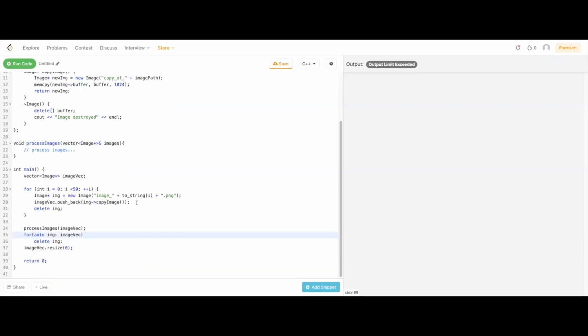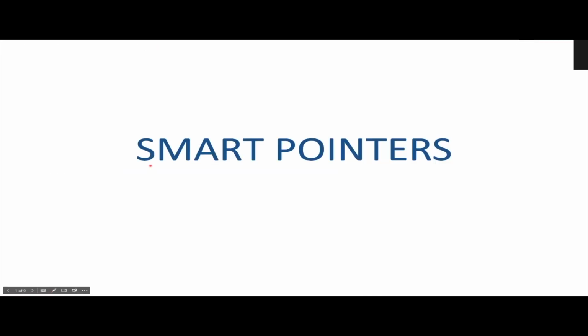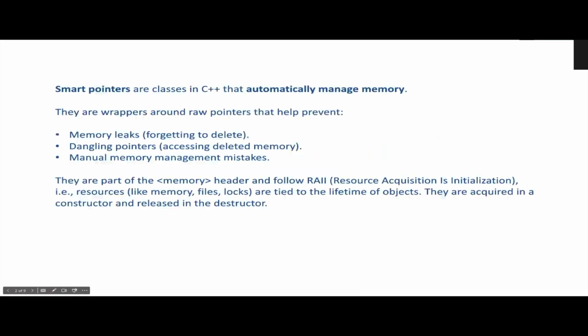So you see, it's an overhead to manually deallocate this memory. And developers very often miss this very important step, which leads to memory leaks. So what's the solution to this problem? So the solution is smart pointers. So what are smart pointers?